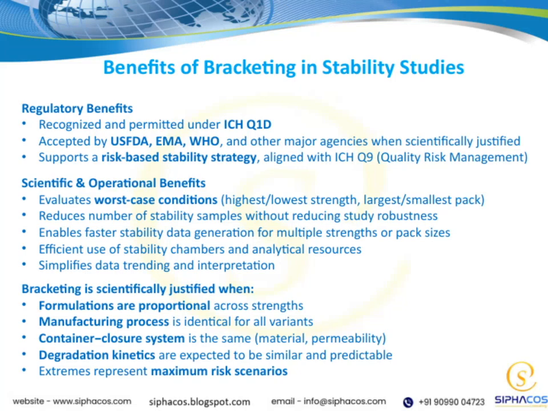Let's take a closer look at the regulatory benefits of bracketing in stability studies. First, it's important to note that this approach is recognized and permitted under the ICH-Q1D guidelines. It's also accepted by major regulatory agencies like the US FDA, EMA, and WHO, provided that the approach is scientifically justified. This means that using bracketing supports a risk-based stability strategy, which aligns well with ICH-Q9, emphasizing quality risk management.